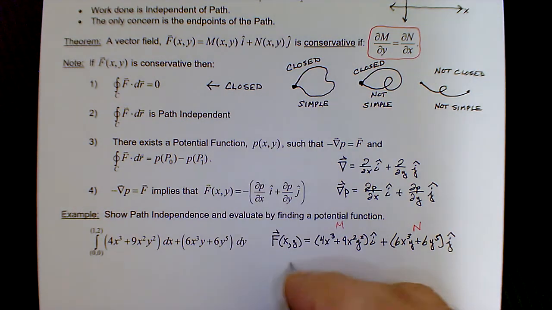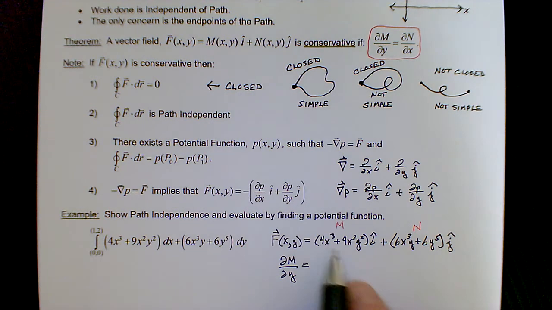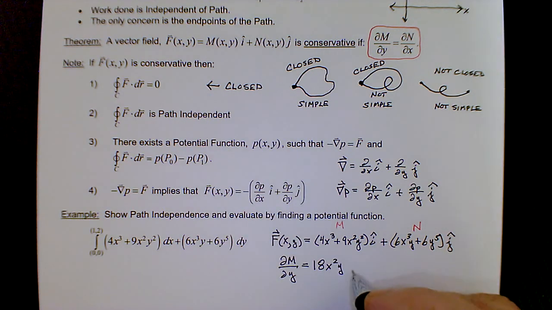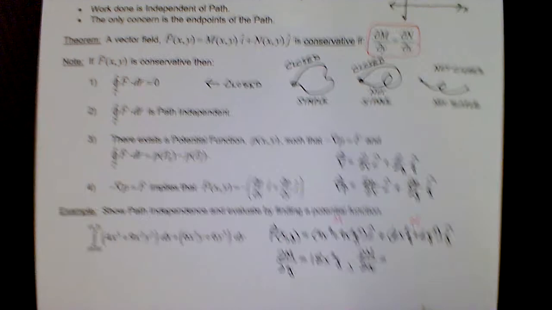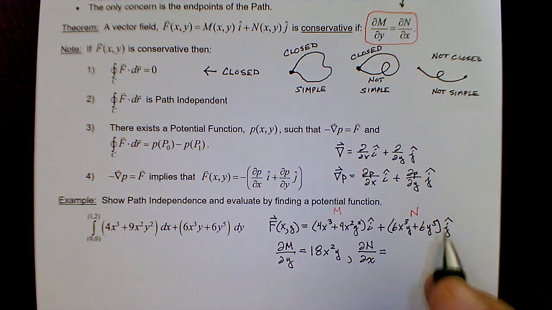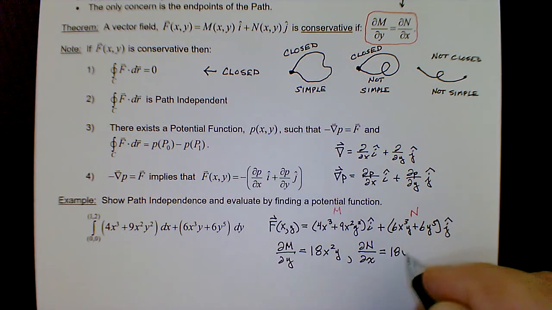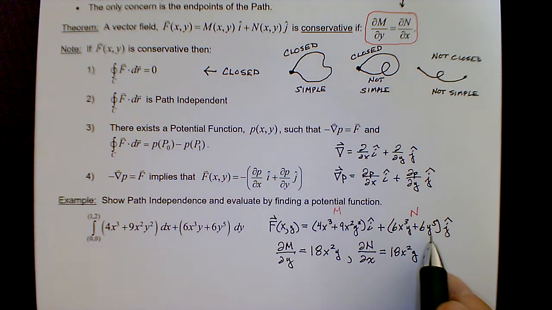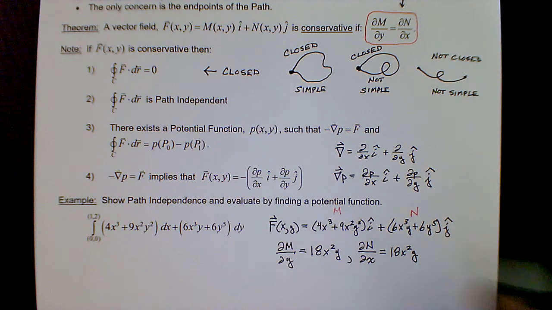So the partial of M with respect to y is, okay, x is a constant, so the derivative of 4x cubed is 0. X is a constant here, the derivative of y squared is 2y times 9x squared, 18x squared y. And the partial of N with respect to x is, now y is a constant, and the derivative of 6x cubed is 18x squared, so 18x squared y, and then if y is a constant, the derivative of 6y to the fifth is, of course, 0.